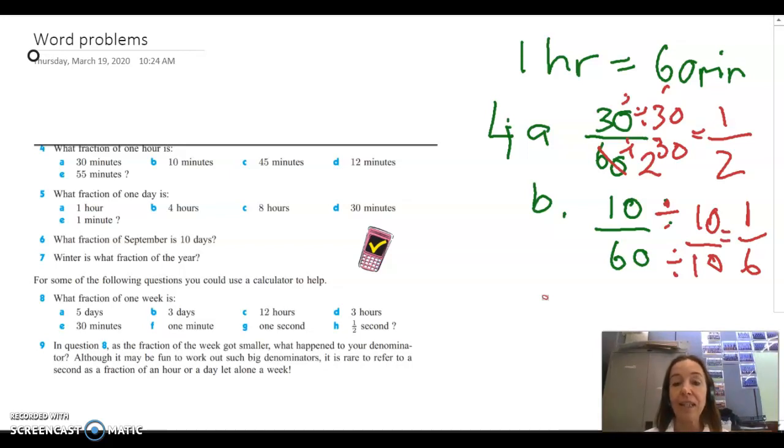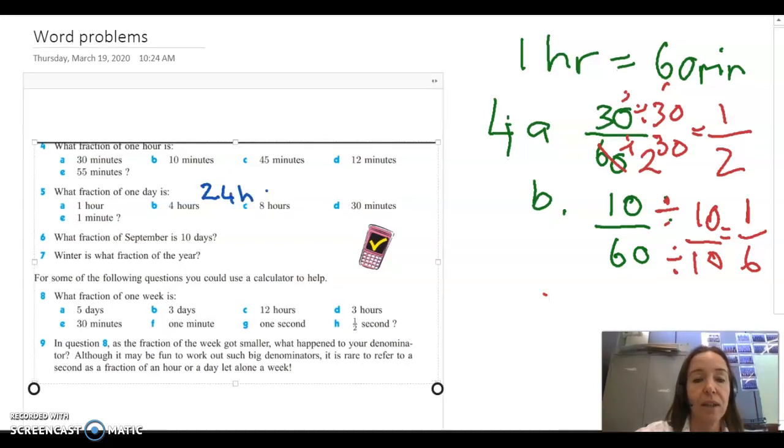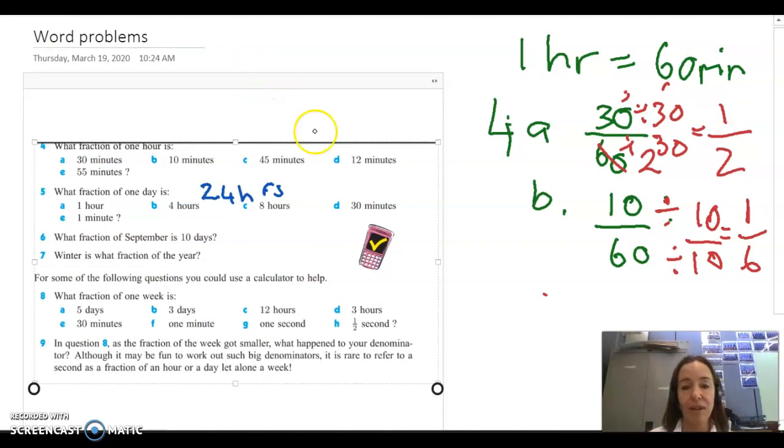Now I'm going to leave you to do the rest of those. Just remember for number 5, what fraction of 1 day is 1 hour? How many hours are in 1 day? Good. There are 24 hours. So that might be very helpful for you for that question.